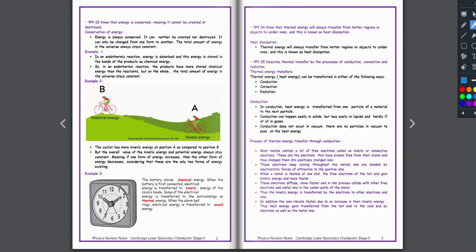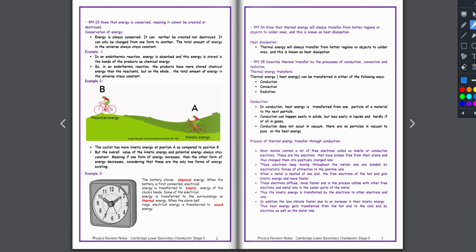So I shall read this process of thermal energy transfer through conduction for you. Most metals contain a lot of free electrons called mobile or conduction electrons. These are the electrons that have broken free from their atoms and thus changed them into positively charged ions. These electrons keep moving throughout the metal and are bonded by electrostatic force of attraction to the positive ions.